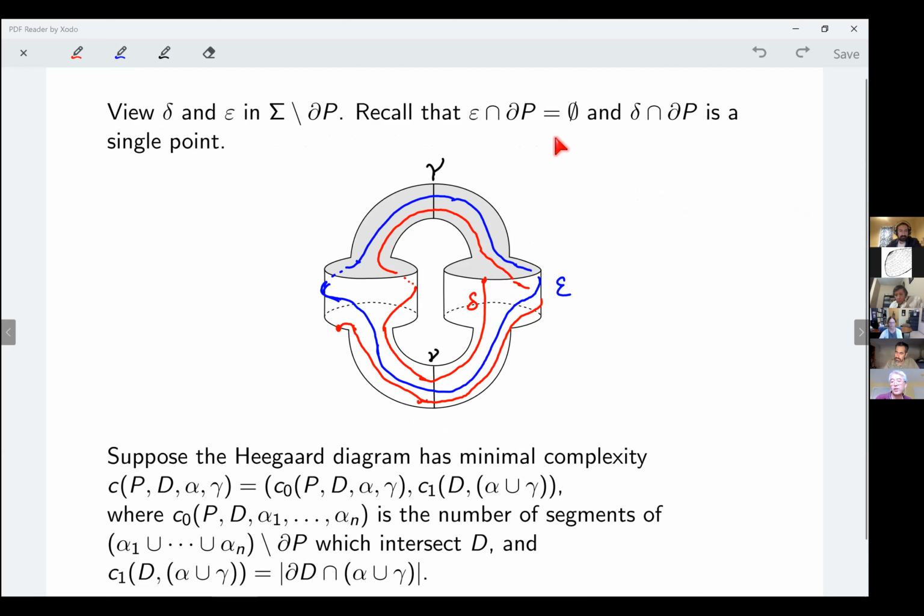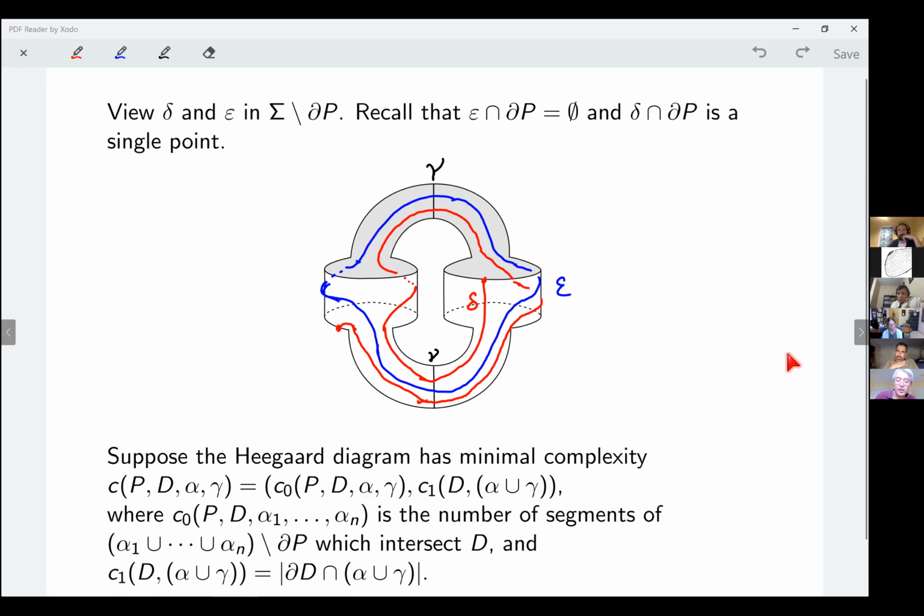Epsilon is disjoint from this planar surface by choice. And we cook up a complexity. The first part of the complexity is we look at this alpha and the gamma, so that's in the Heegaard diagram. We look at those arcs in this surface, and look at how many arcs actually intersect this D.